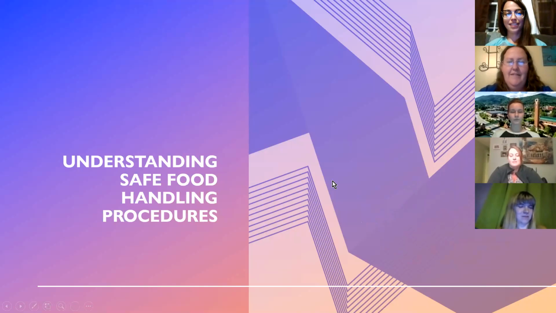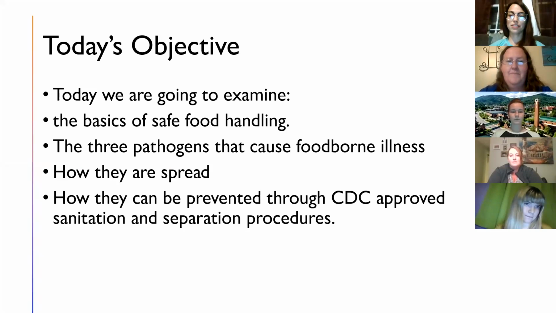So today we're going to be understanding safe food handling procedures. Today's objective consists of the basics of safe food handling, the 3 pathogens that cause foodborne illness, how they're spread, and how they can be prevented through CDC-approved sanitation and separation procedures.